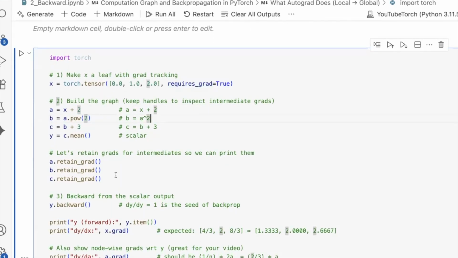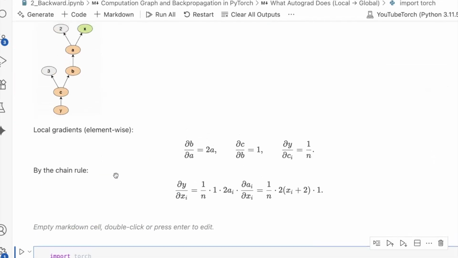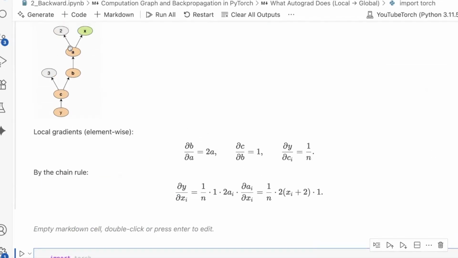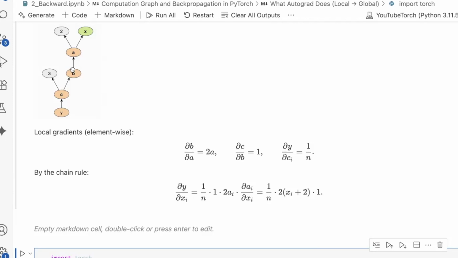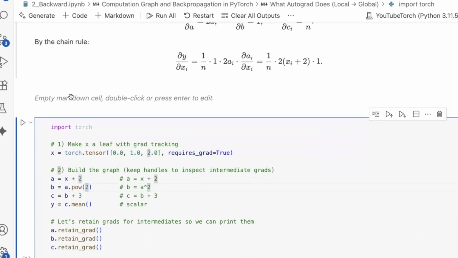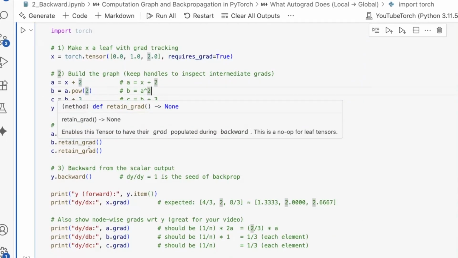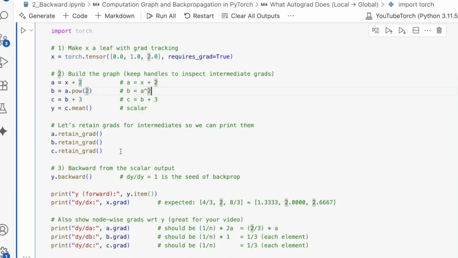Something very important, and one of the most important parts of this lecture, is that if you want the partial derivatives or gradients with respect to these intermediate variables, PyTorch by default does not do that. It saves a lot of memory and resources if we don't store them, because usually we just need gradients with respect to the leaf nodes. So if you really want to inspect those, you need to use retain_grad. This means retain gradients of these 3 intermediate variables a, b, c.